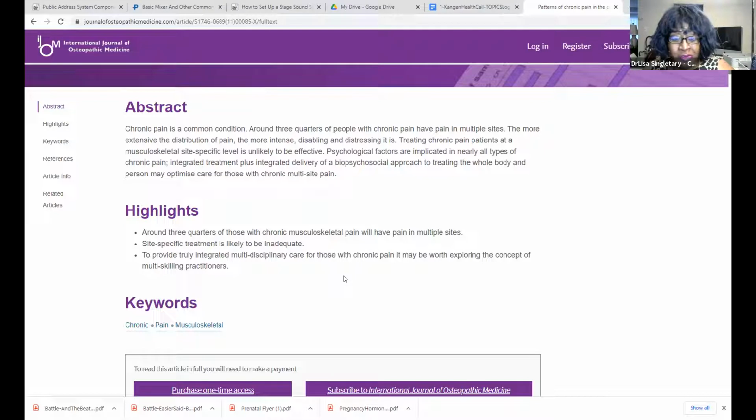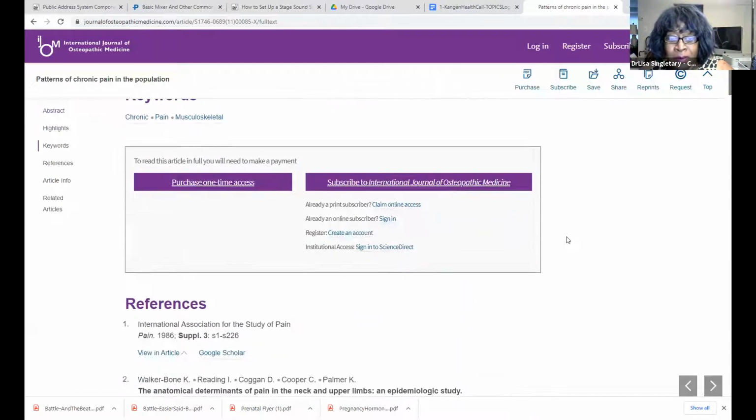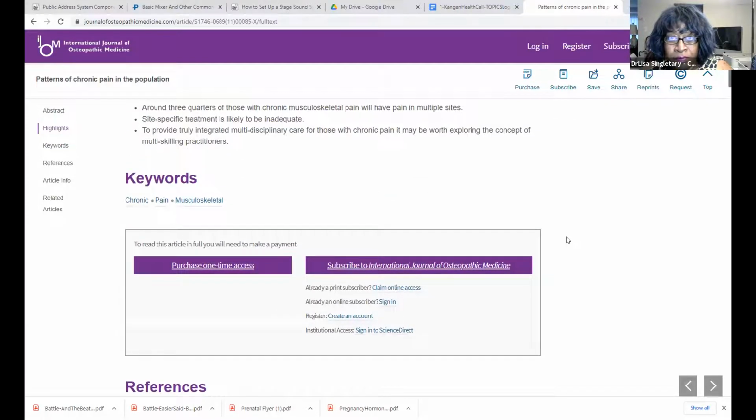So site-specific treatment is likely to maybe help a little, but it's not going to take care of the whole situation. This requires multidisciplinary care, and it may be worth exploring the concept of multi-skilling practitioners. I guess that means teaching them a lot of different modalities, a lot of different skills, a lot of different ways to take care of it.